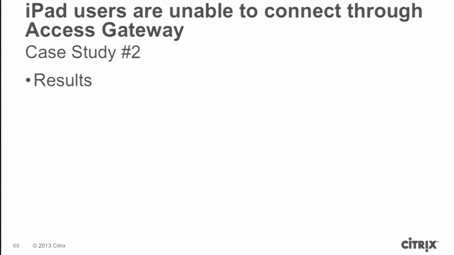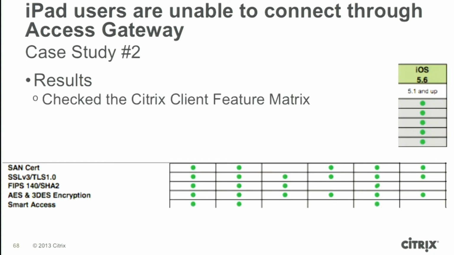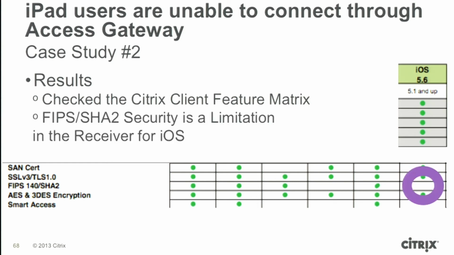So next, we checked the Citrix client feature matrix. And we noticed that FIPS, SHA-2, is not quite supported for iOS. This support for FIPS and SHA-2 was recently added to the Windows and the Mac receiver, and it is on the roadmap for support on the receiver for iOS later this year, and Android as well. So you can look forward to that. There you can see there's no green dot.